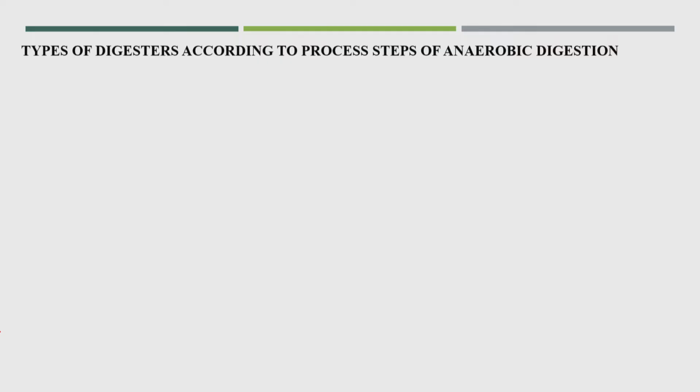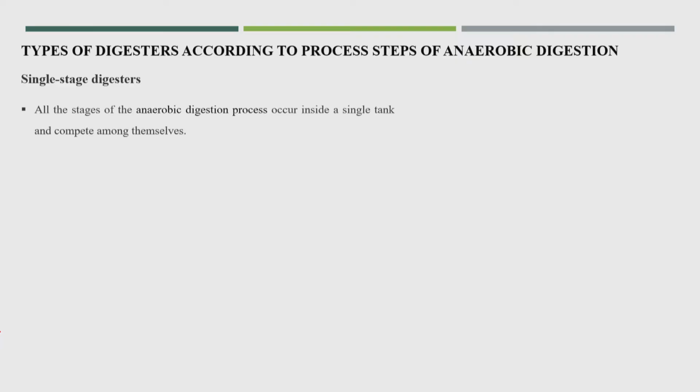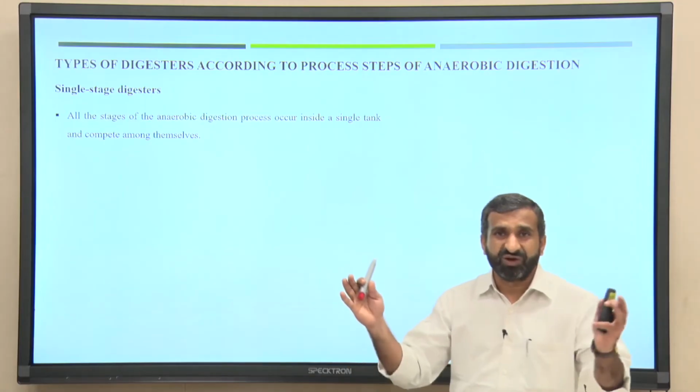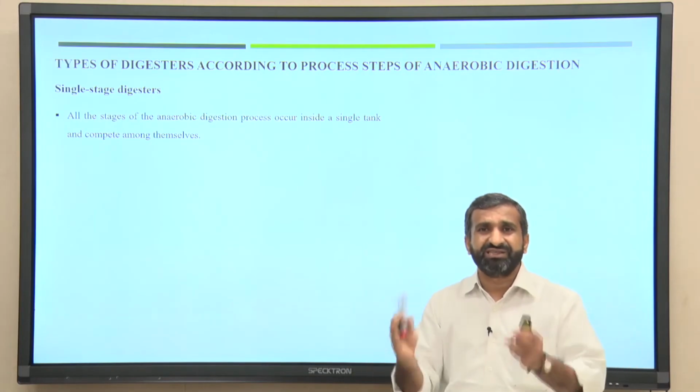Types of digesters according to process steps of anaerobic digestion. There could be a single stage digester, where all the stages of the anaerobic digestion process occur inside a single tank. So, only one reactor for hydrolysis, acid phase and methane phase, all the 3 or 4 stages in a single reactor.